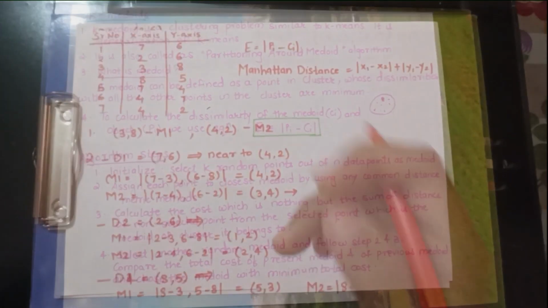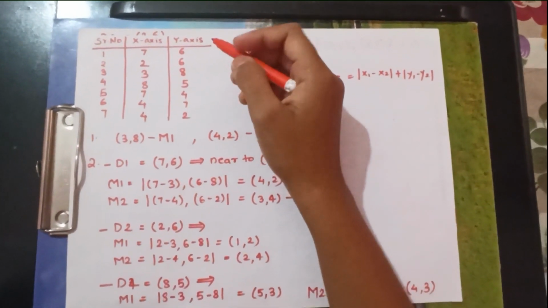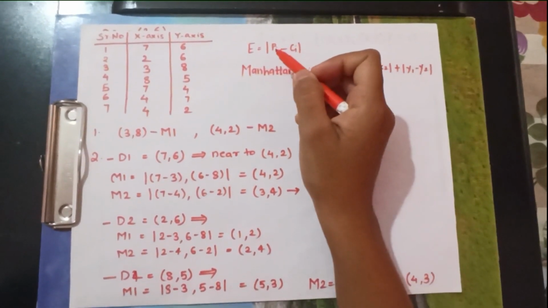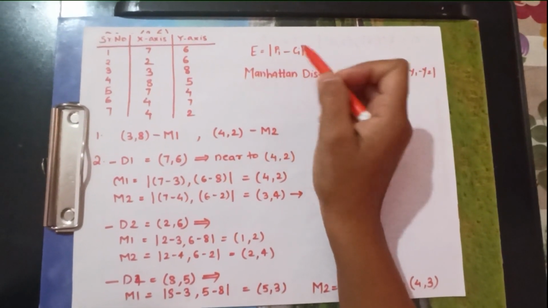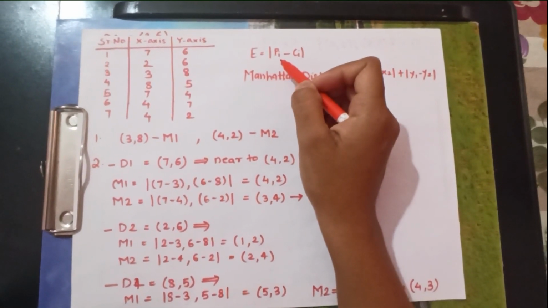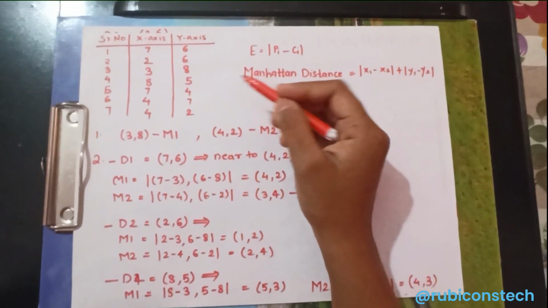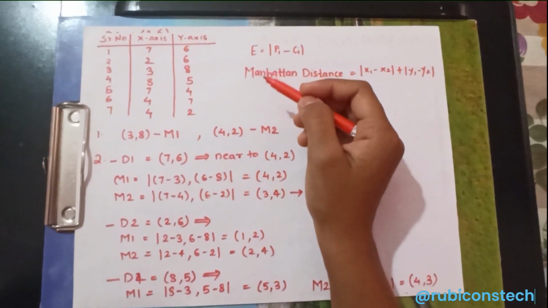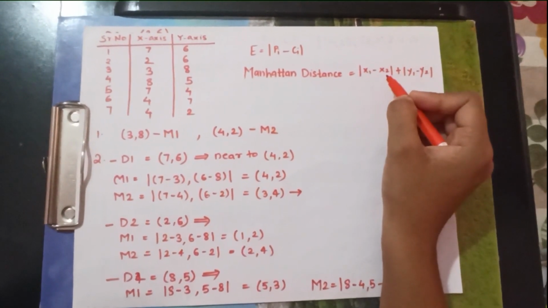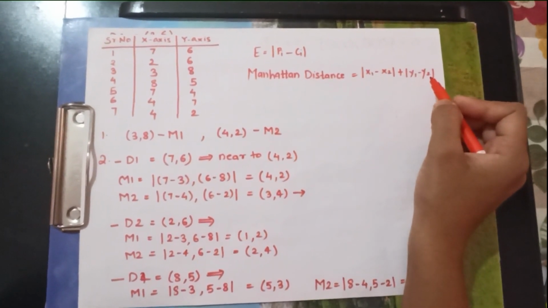Now we will take an example so that you will better get to know how the algorithm of K-medoid works. In this example we have 7 data points with their x-axis and y-axis values. To calculate the dissimilarity between the medoid and the data point, we use the formula E = |P_i - C_i|. To calculate the distance between the data point and the medoid, we are going to use the Manhattan distance formula, that is |x1 - x2| + |y1 - y2|.